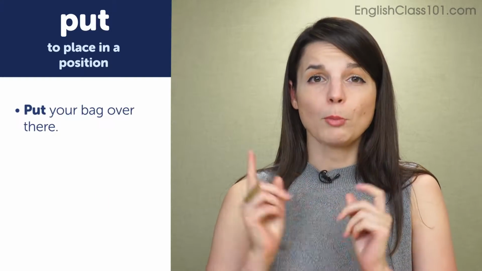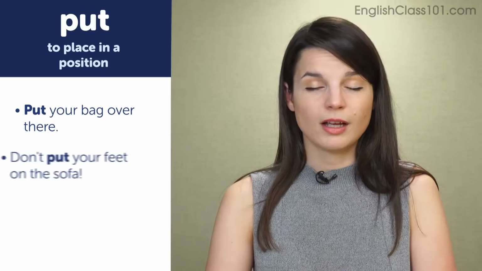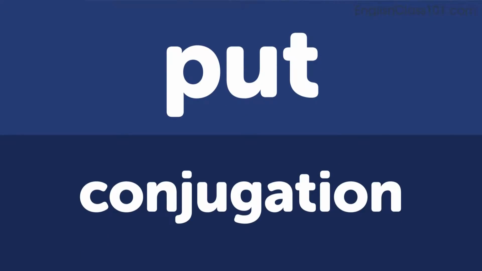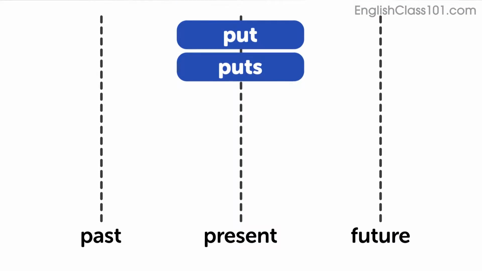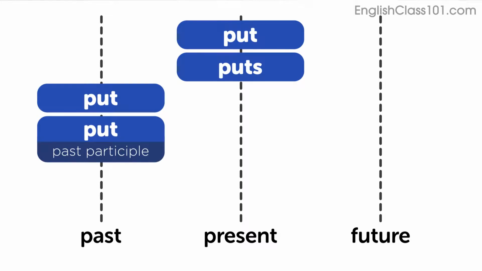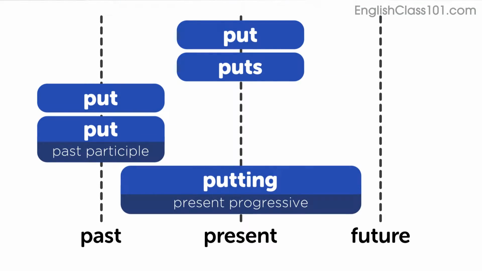Examples. Put your bag over there. Don't put your feet on the sofa. Let's look at some conjugations for this verb now. Present, put, puts. Past, put. Past participle, put. Progressive, putting.